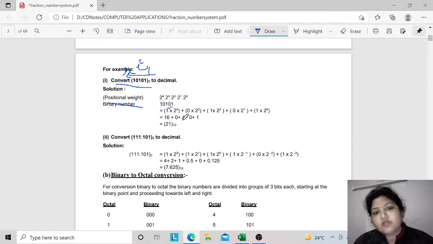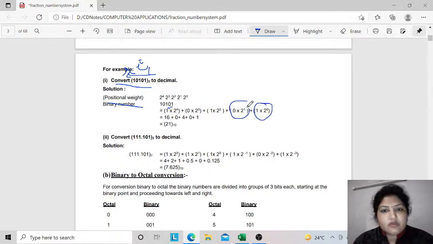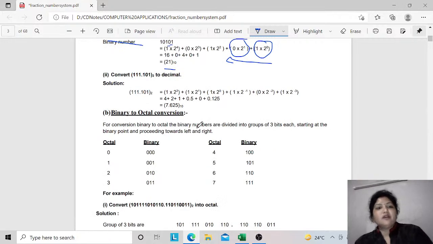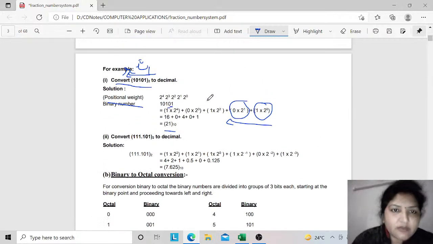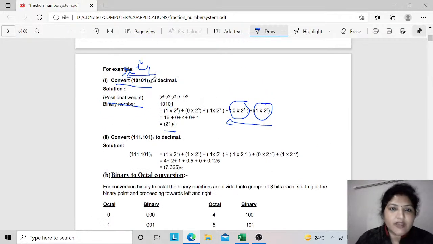So what you do is basically 1 into 2 raised to the power 0 plus 0 into 2 raised to the power 1 and so on, right? And you get your decimal number. So this is basically without the fractional part, right? There is no fraction in this.